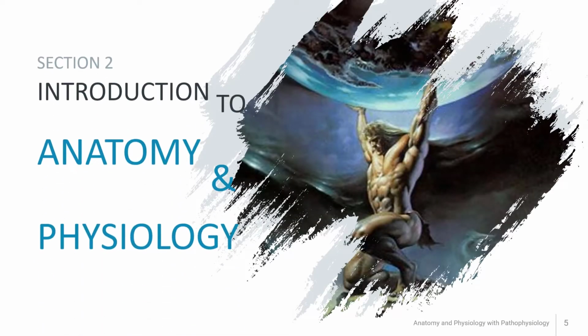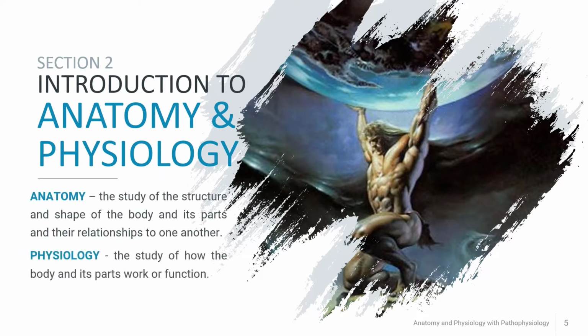In order to take anatomy and physiology, we need to understand what it is that we are studying. So what does anatomy mean and what does physiology mean? Anatomy is the study of the structure and shape of the body and its parts and their relationship to one another. So when we are talking about anatomy, we are talking about the structure of the body, what they are made of, where they are located, and what their associated structures are.